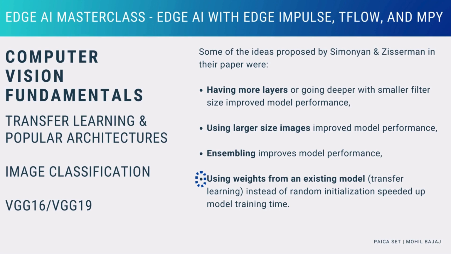Another was the idea of transfer learning itself. The team was one of the first to use weights from an existing model instead of random initialization to speed up model training time. The main advantages of VGG are excellent performance on image datasets and a straightforward architecture that's relatively easy to implement and adapt.